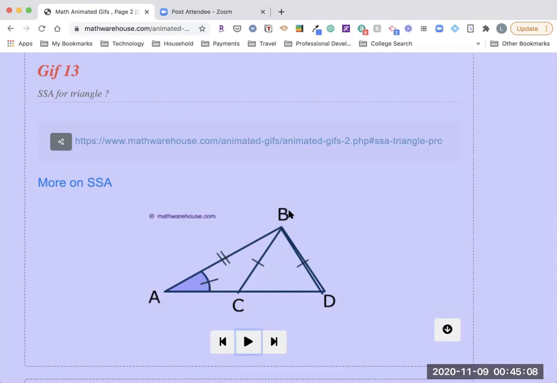So angle, side, side doesn't work simply because it doesn't always guarantee that you'll have congruent triangles. When you build a triangle from angle, side, side, it may be that you get an obtuse triangle like this, triangle ABC, or you might get the other triangle here, triangle ABD. So there's two different possibilities, and that's why angle, side, side, or side, side, angle, whichever way you think of it, does not work as a congruence postulate.